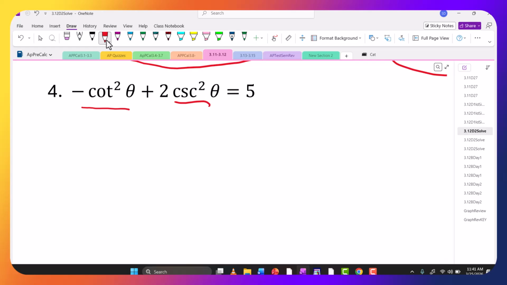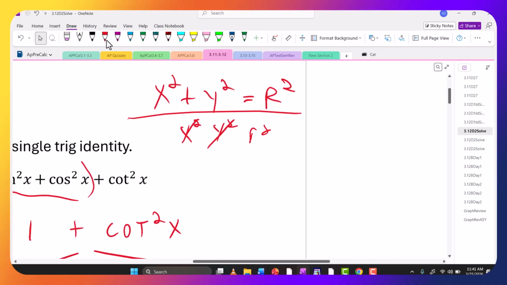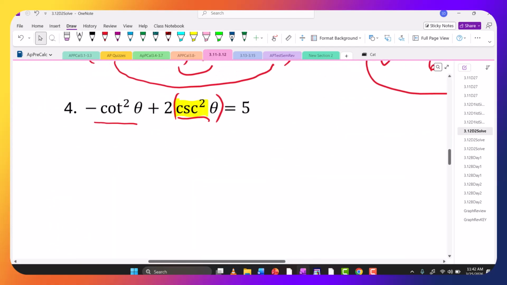This is negative x squared plus 2y squared. Unsolvable. But I do know this one. It goes back to this one up here. Cotangent squared is x over y. So cotangent squared plus 1, when I divide by y squared, equals cosecant squared. That's how your brain looks at this, so you don't necessarily have to have it memorized. You can keep deriving it right in front of you, and then use it. So what did I say? Cotangent squared plus 1 equals cosecant squared.